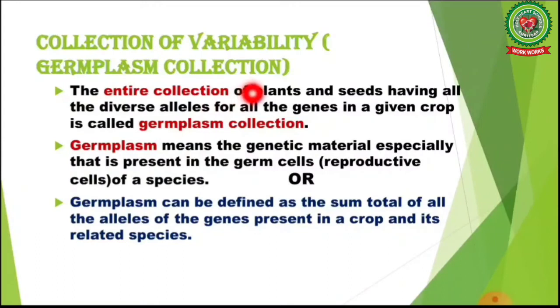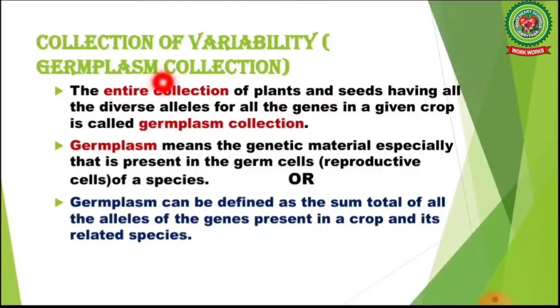First, we'll talk about collection of variability, that is germplasm collection. Genetic variability is the basic root of the breeding program. In many crops, pre-existing genetic variability is available from wild relatives of the crop. Collection and preservation of all the different wild varieties, species and relatives of the cultivated species is a prerequisite for effective exploitation of genes available in a population.